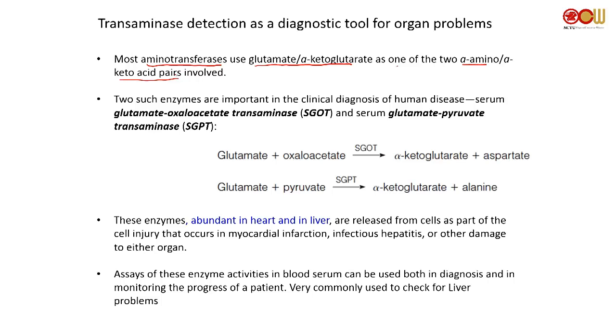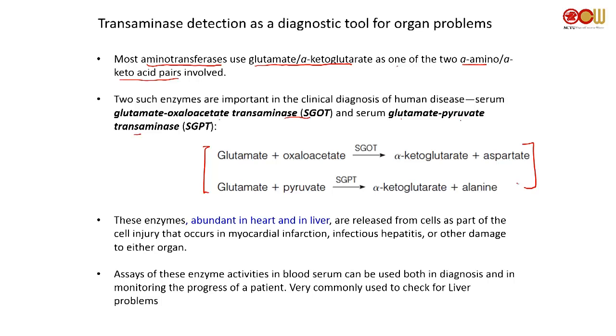Okay, we're going to test the serum glutamate oxaloacetate transaminase and the glutamate pyruvate transaminase. Okay, so this is their reaction. Okay, so both of them take glutamate. Now the acceptor, okay, the amino acceptor could be oxaloacetate or pyruvate, okay, depending on whichever one. Now, these two enzymes are really abundant in heart and liver.